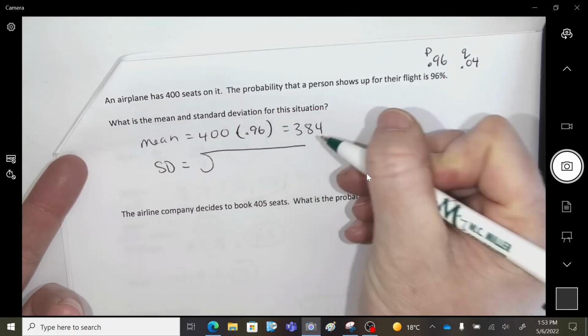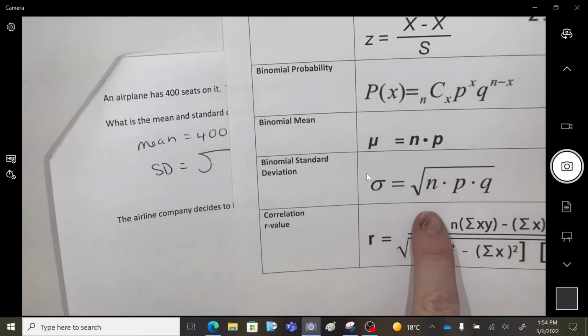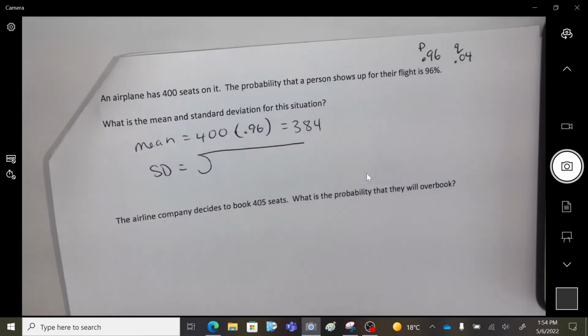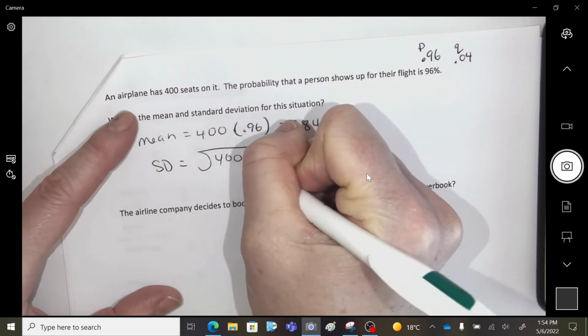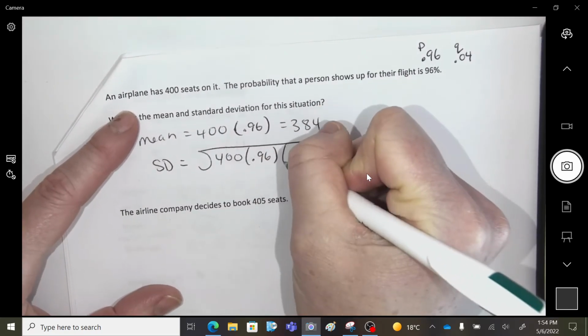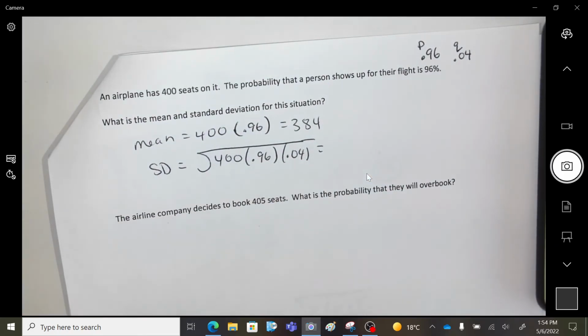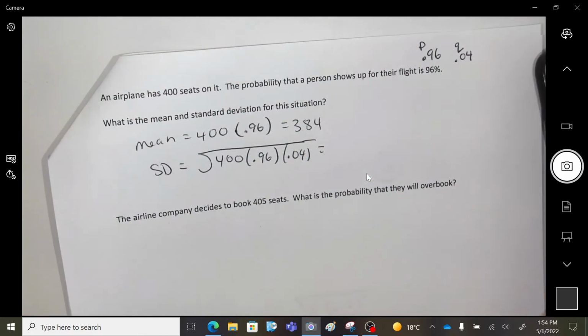So the standard deviation formula, that's on your sheet. The square root of npq, so 400 times 0.96 times 0.04. Be careful on the 0.04. I find a lot of people making mistakes on just writing 0.4 instead of 0.04.